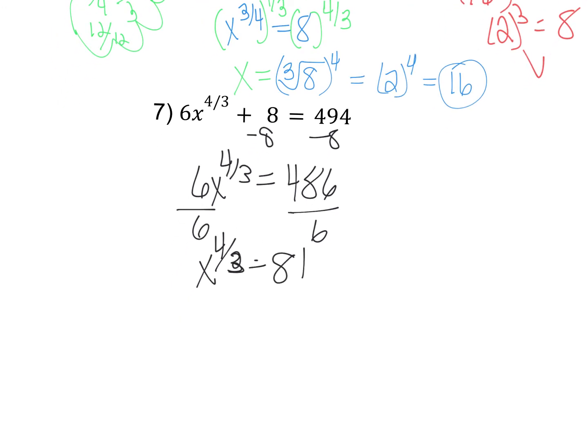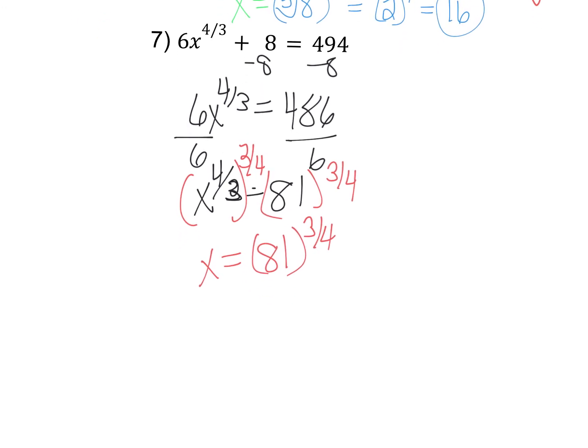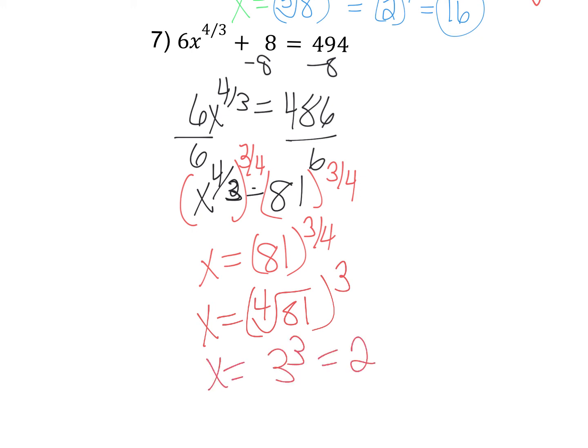Okay, so now I need to undo my 4/3, so I'm going to take it to the 3/4 power. That gets rid of my rational exponent there, and I'm left with x over here, and I have 81 to the 3/4 power. That is the 4th root of 81 to the 3rd. The 4th root of 81 is 3, and 3 to the 3rd is 27.